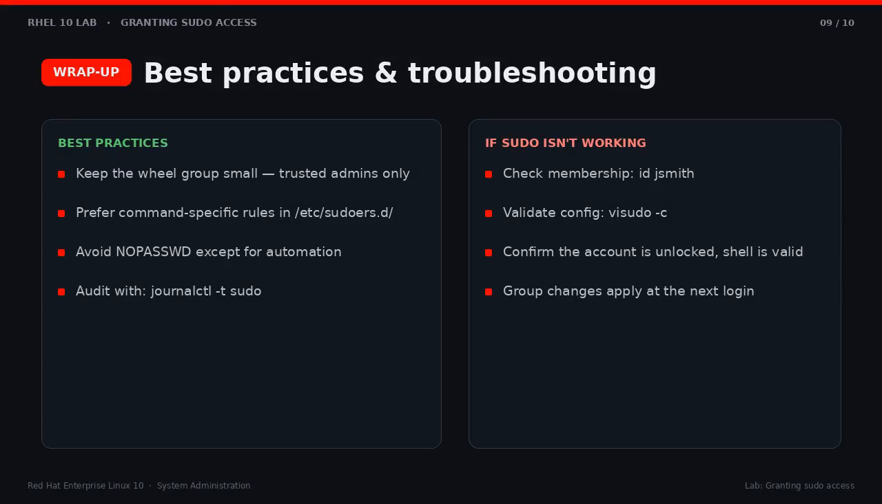Before we finish, a few best practices. Keep the wheel group small and add only trusted administrators. Prefer command-specific rules in /etc/sudoers.d over blanket access. Avoid passwordless NOPASSWD rules, except for automation where they are truly needed. Monitor sudo usage with journalctl -t sudo, and if a user says sudo is not working, check their group membership with id and validate the configuration with visudo -c. Also, remember that group changes take effect the next time the user logs in.